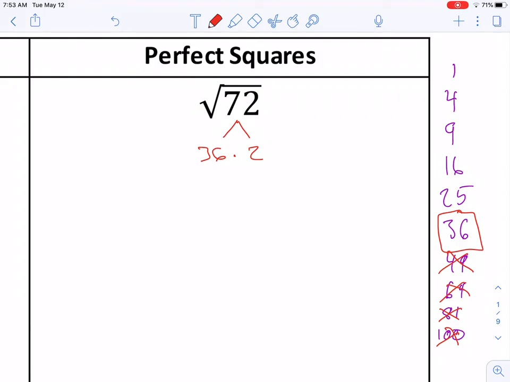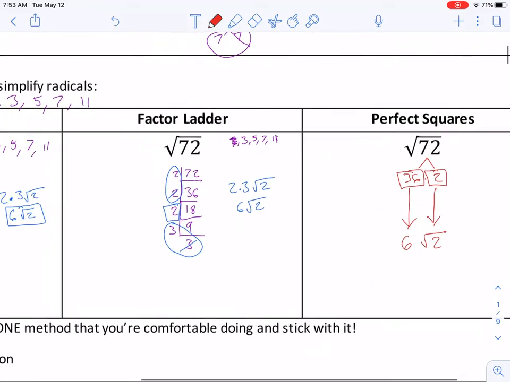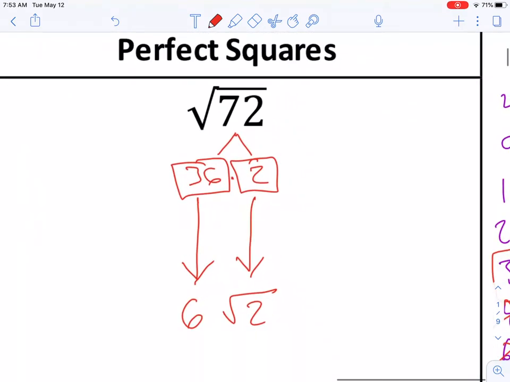So then we would say, what's the square root of 36? The square root of 36 is 6, and there's no square root for 2, so it's stuck back inside. So with the perfect squares, look, we got to the same answer, 6 rad 2, 6 square root 2. You'll hear me interchange rad and square root. They mean the same thing.